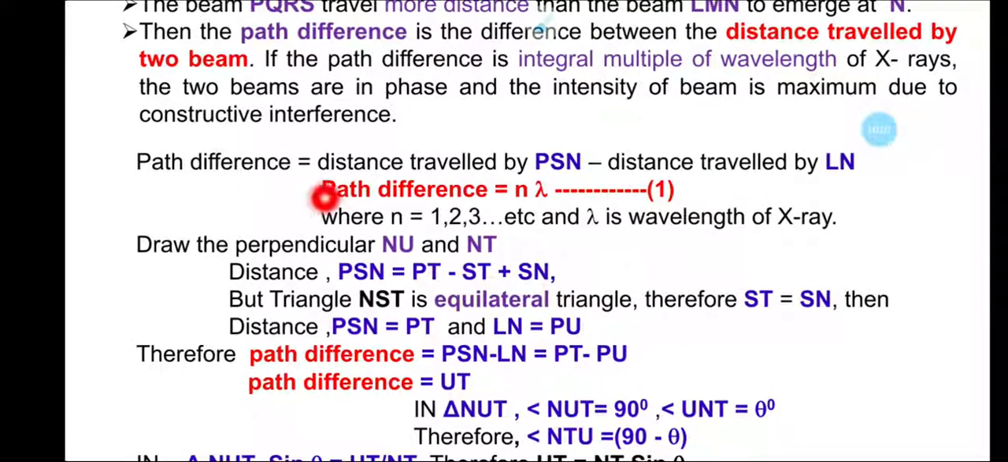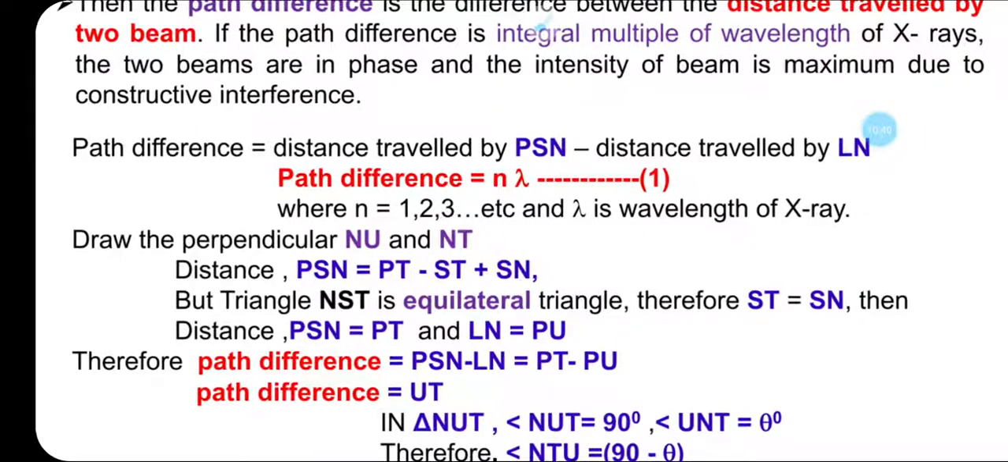For the derivation, suppose the path difference is equal to the distance traveled by PSN minus the distance traveled by LMN, or we can say LN. And according to the principle of the Bragg method, the path difference is equal to n lambda. This is equation 1, where n is an integer 1, 2, 3, the order of reflection, and lambda is the wavelength of the X-ray radiation.